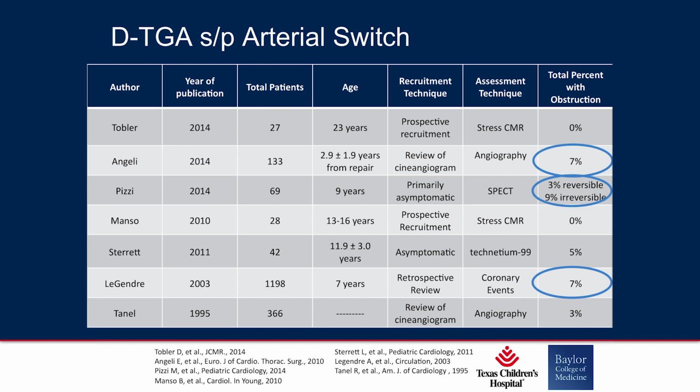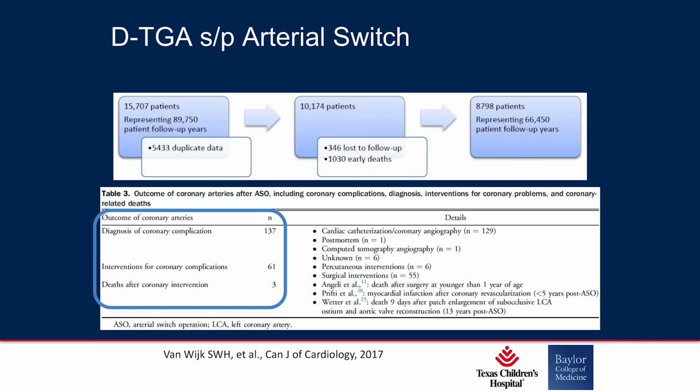The vast majority of these patients are indeed asymptomatic, so we've seen the issues with using that kind of data and fully extrapolating it. This is a very recent meta-analysis that looked at nearly 9,000 patients, and you can see down here when you add these up, it's just over 2% that have had some sort of diagnosis of coronary complications, interventions for coronary complications, or death.